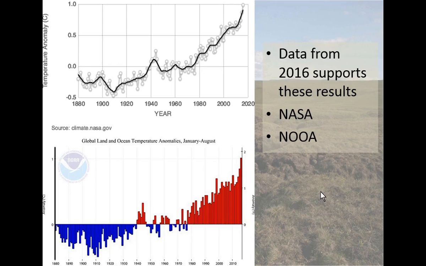And as climate warming is not a Chinese, I cannot pronounce it, conspiracy, there's data from 2016 from both NASA and from NOAA supporting the same phenomenon, that the climate is really warming. So these are not estimations, but are actually measured data showing that the climate is warming.